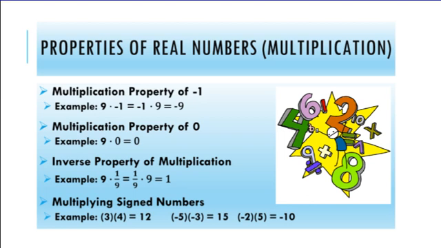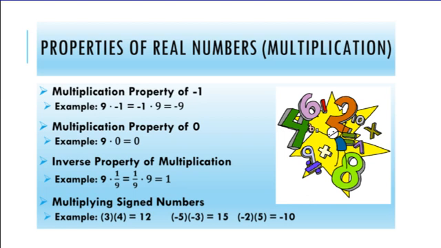But if it was a -9 times a -1, it would actually be a positive 9. The negative times a negative is always positive. Multiplication property of 0, anything times 0 is 0. And the inverse property of multiplication, think reciprocal. So the inverse of 9 is 1/9, and 1/9 times 9 is always equal to 1. When you're using the inverse property of multiplication, the product is always 1.